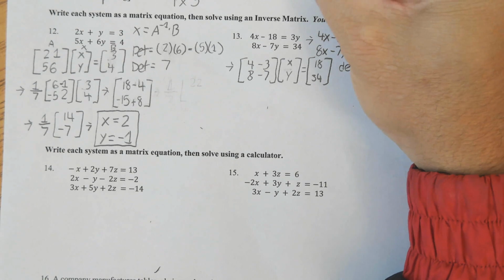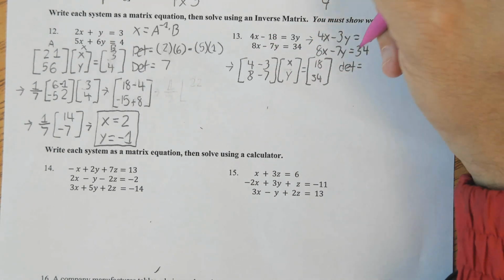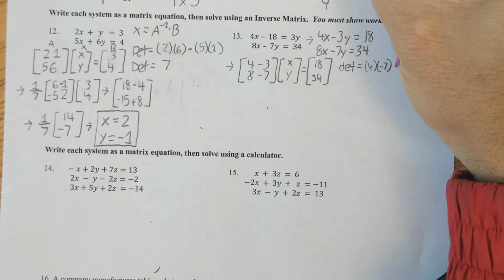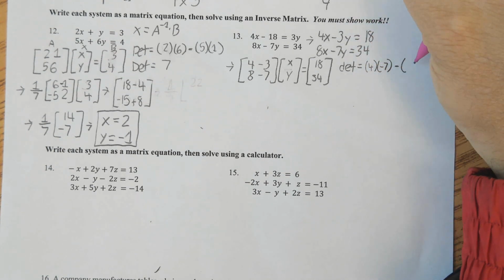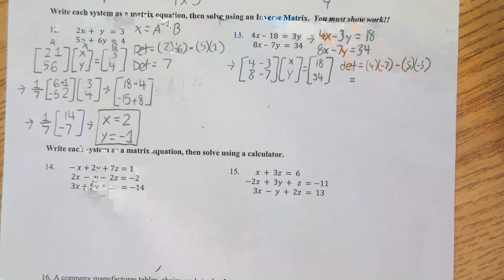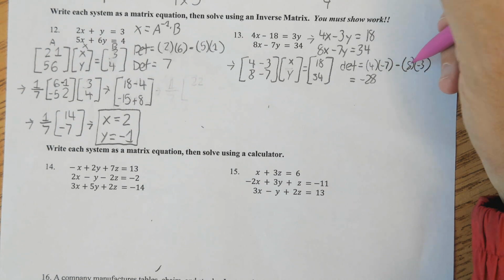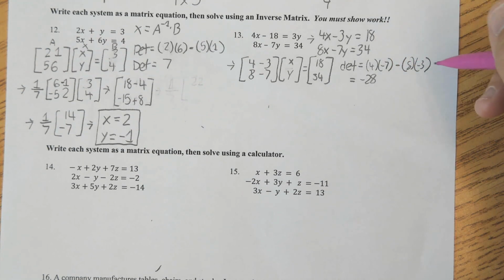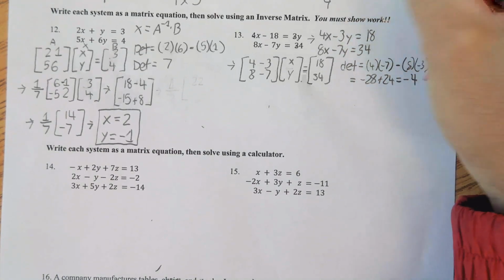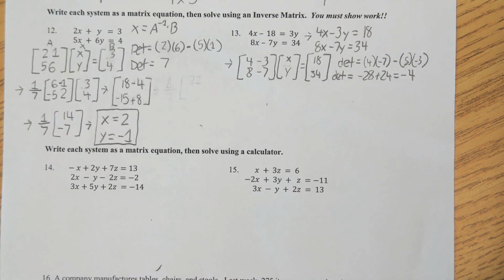So let's go ahead. We need to find the determinant. Make sure we can even do this. So we've got 4 times a negative 7 minus 8 times a negative 3. And so what is that? So 4 times a negative 7, that's a negative 28. Minus 8 times a negative 3, that's a negative 24. Minus a negative 24, so that's plus. And so we get negative 4 as our determinant. So yes, we can find a solution to this.